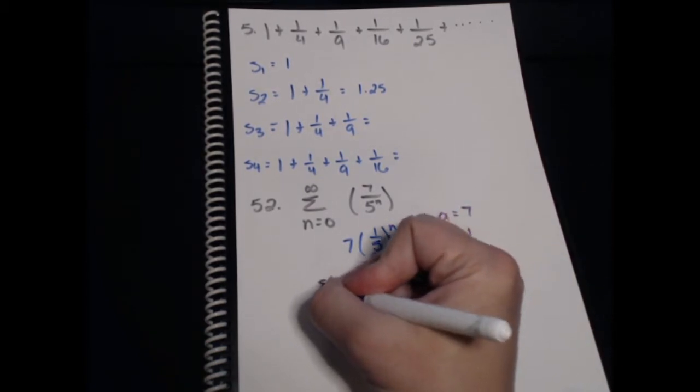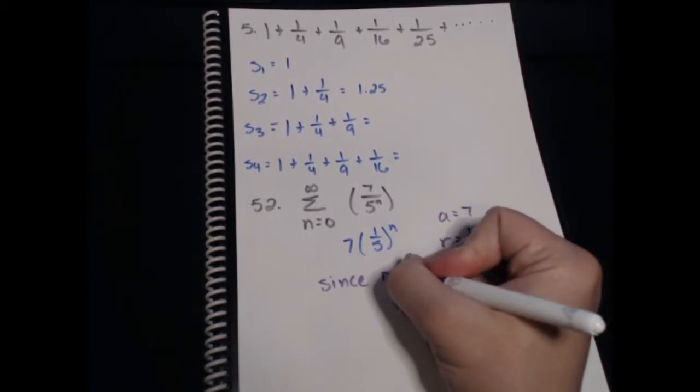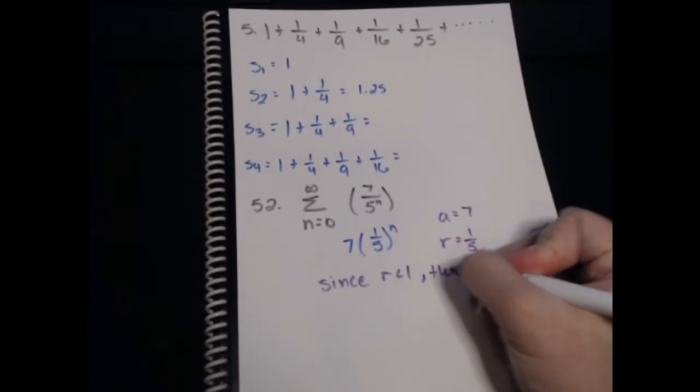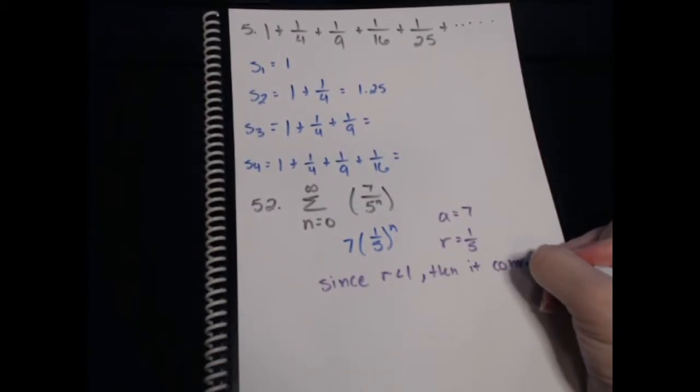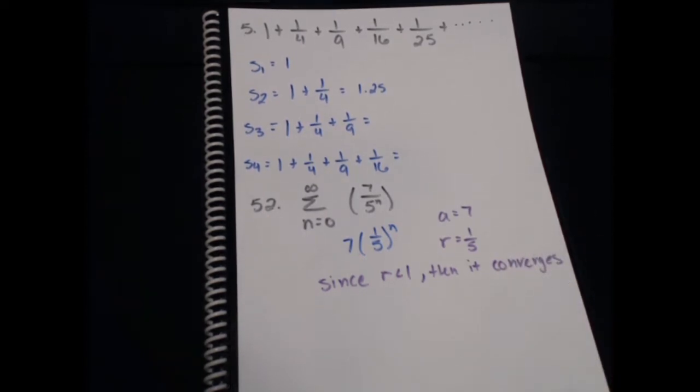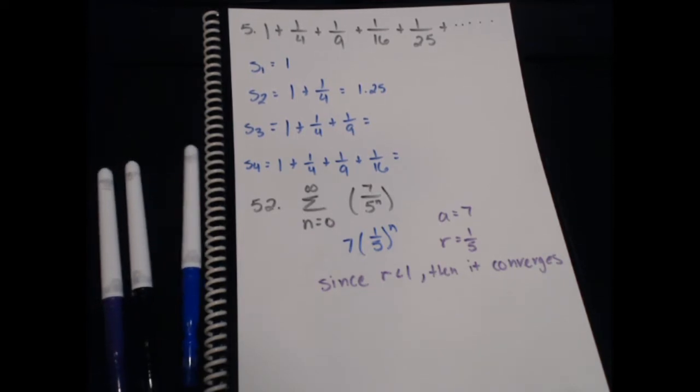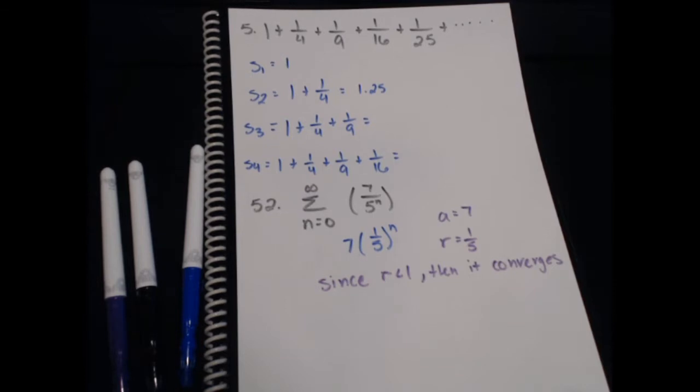Since R is less than 1, then it converges. Okay. And then for 21, it was like 1, 1.9, 2.71, 3.439. So it's not really going towards a specific number, right? Correct. So it's going to infinity. So it's diverging.